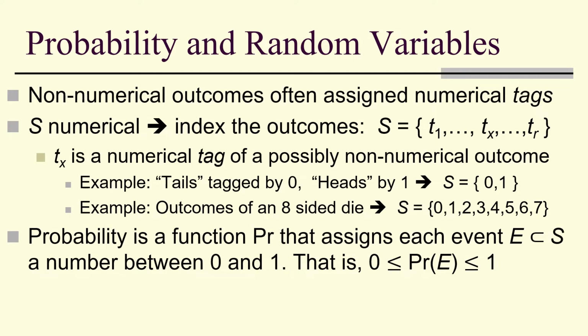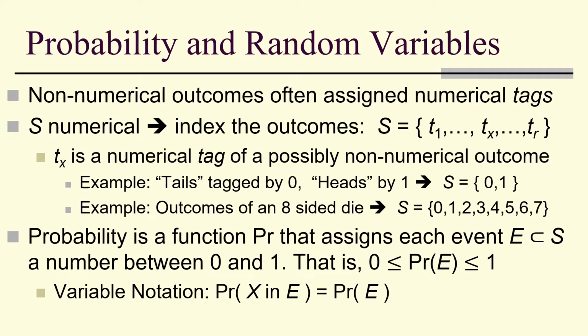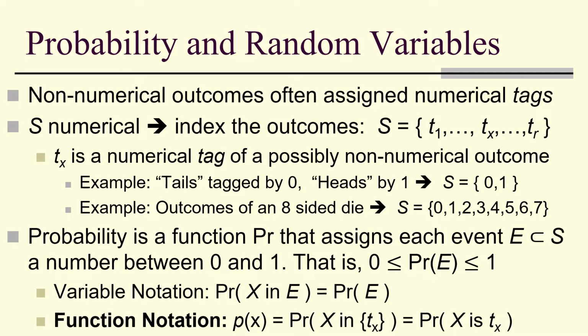Probability is a function that assigns each event, each subset, a number between 0 and 1. Variable notation: the probability that the variable X is in E is just the probability of E. And if we have individual outcomes, we'll often use function notation.